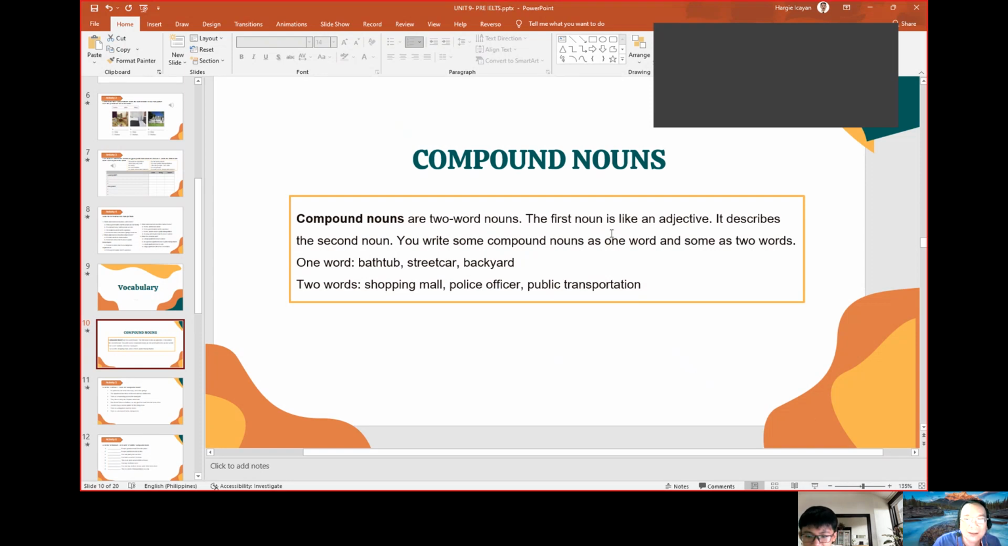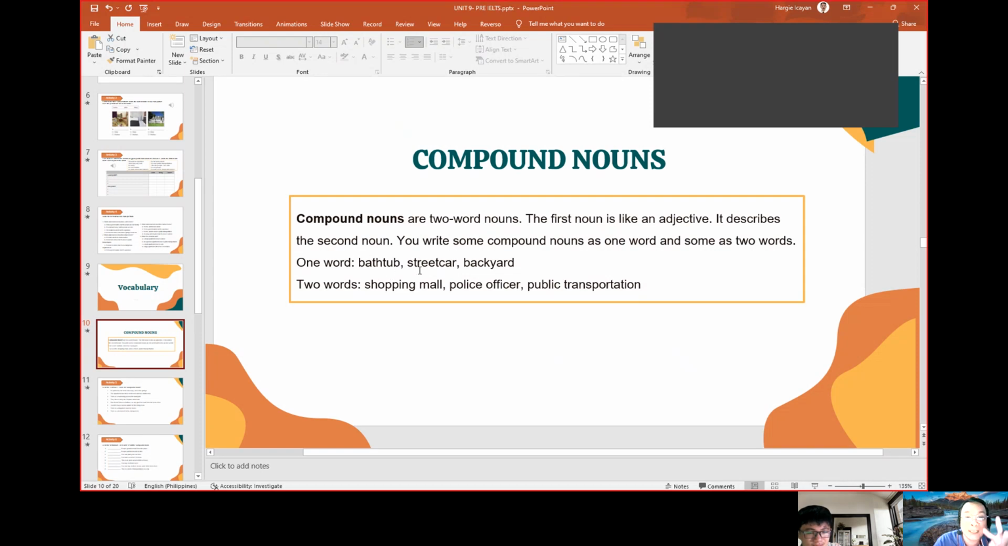The first noun is like an adjective that describes the second noun. You can write some compound nouns as one word and some as two words, like butter, street, burger. So there are nouns that we write in just one word, but there are also compound nouns that we separate. So one-word examples are bath and tub.